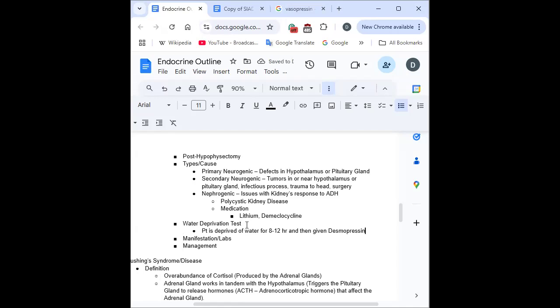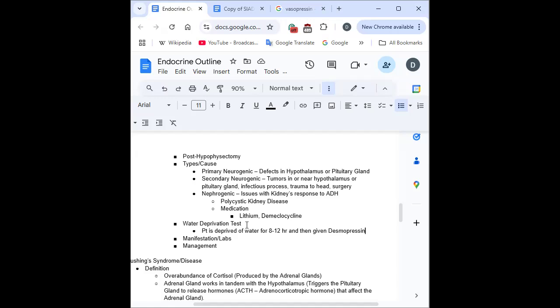So what happens if, because the desmopressin is synthetic ADH. There's one reason this is an assessment. Exactly, yes. The main thing is that they're checking to see if this condition is neurogenic versus nephrogenic, because again, they have different treatment. So if the desmopressin has an effect, that means that the issue is that the body just doesn't have enough ADH.